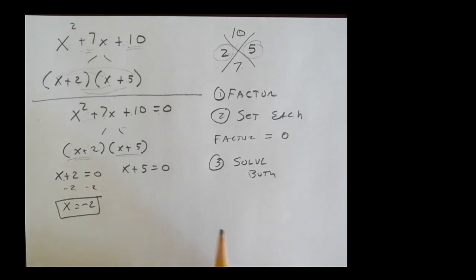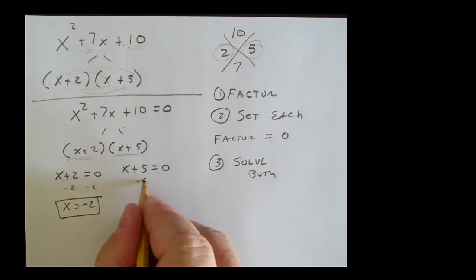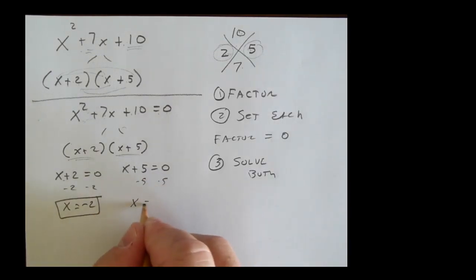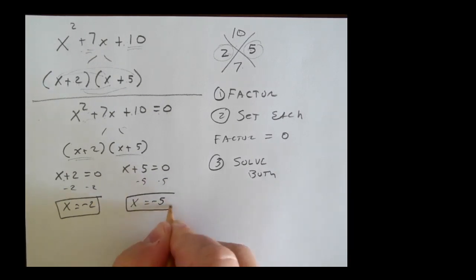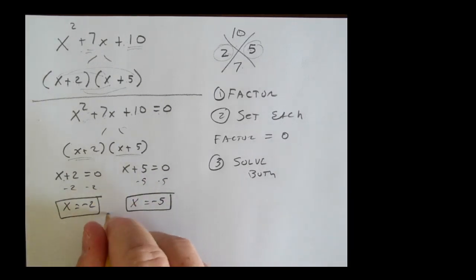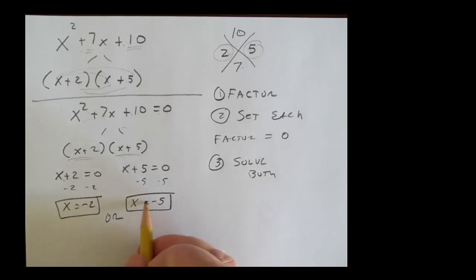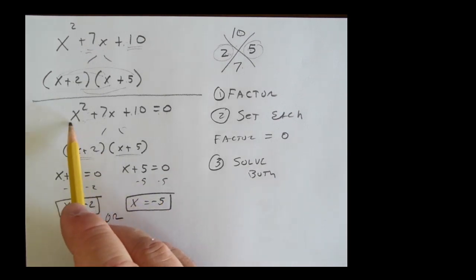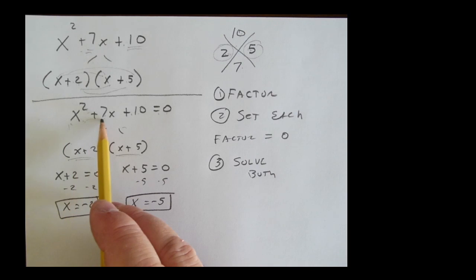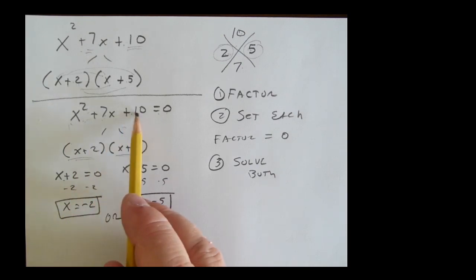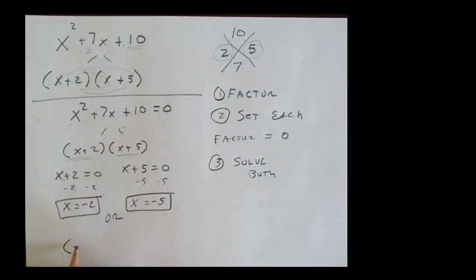It's negative 2. x equals -5. Folks, these are the two answers. Either x is -2 or x is -5. They both work. Plug -2 into x, do the math, and you will get 0.